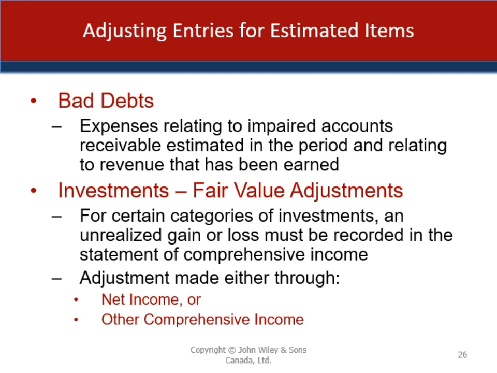And so the fair value adjustments can either happen through net income or through other comprehensive income. Of course, we're talking about IFRS here because there's no other comprehensive income in ASPE. And if that's the case, we have a choice, and we need to make a judgment as to whether the gains or losses would be put through the net income portion of the income statement, or whether they would be shown as other comprehensive income. And we'll talk about that when we get to that point in the course.